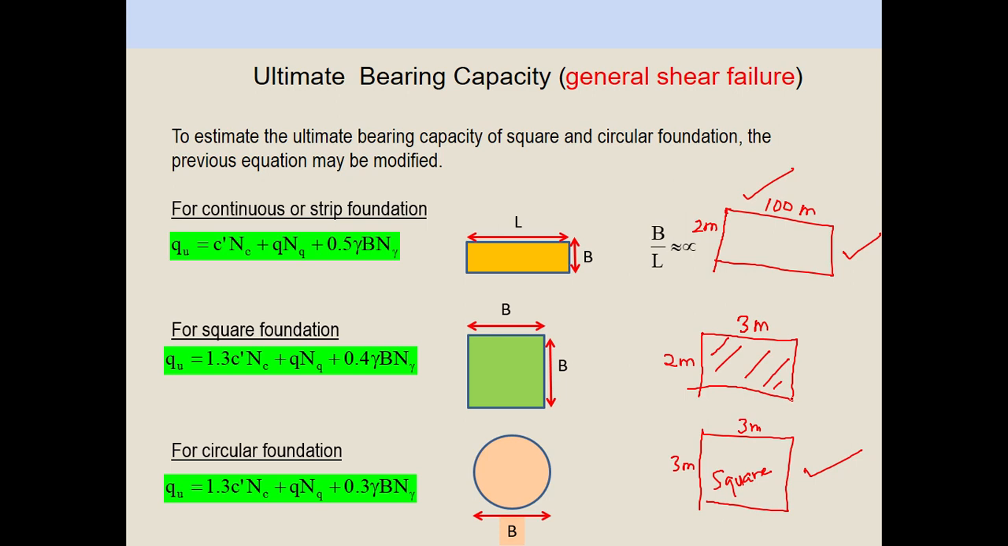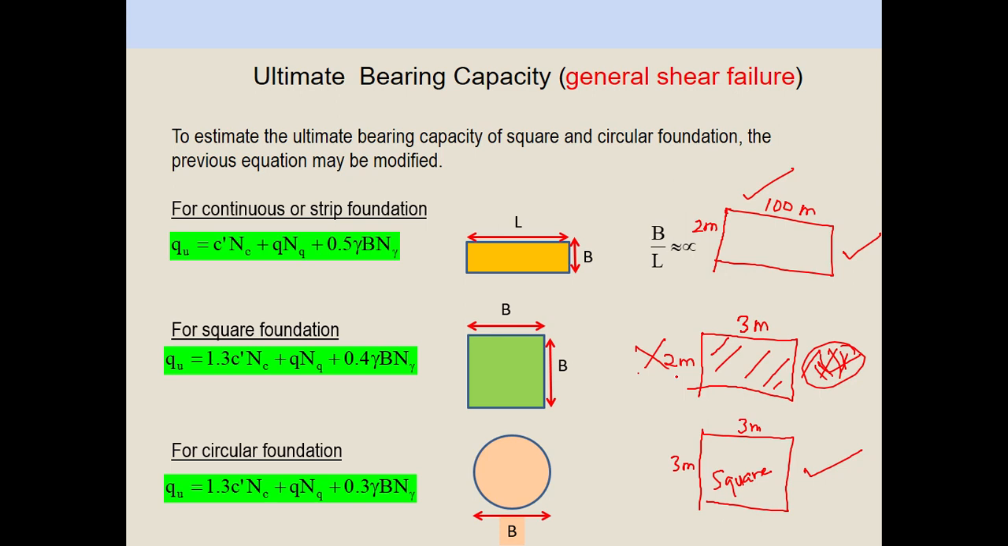This is my proposed foundation. I want to use 2 meter and 3 meter. Can we use the Terzaghi equation to calculate the bearing capacity underneath the foundation? If it is 3 meter times 3 meter, yes, because this is square. But this is rectangular. It's not square, and it is not a strip foundation. This is not continuous. So we cannot use the Terzaghi equation for this case.